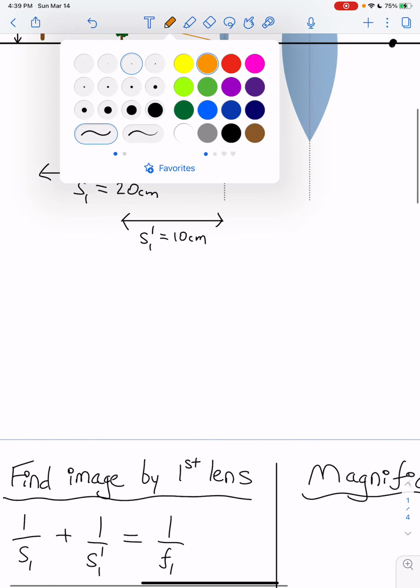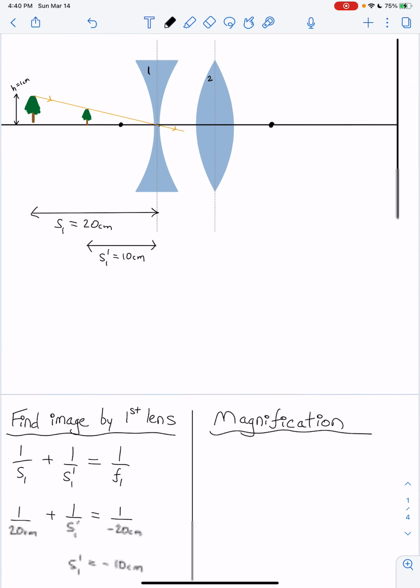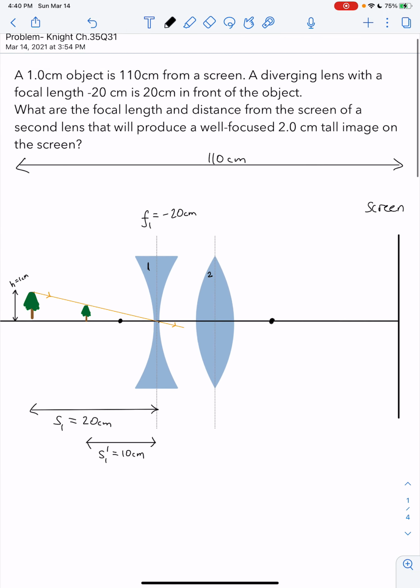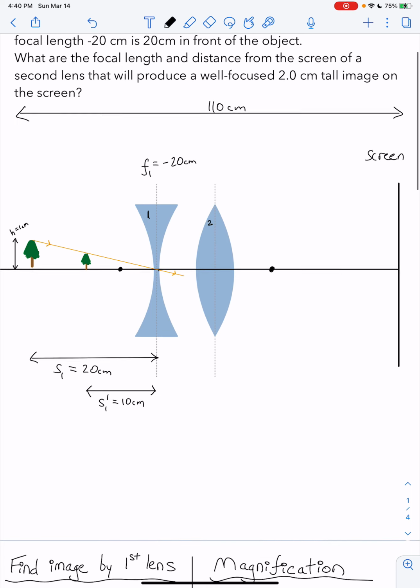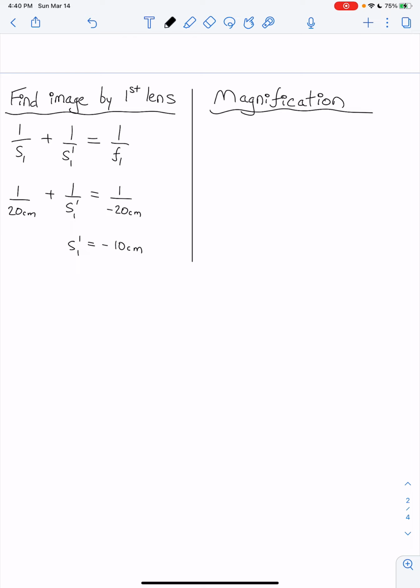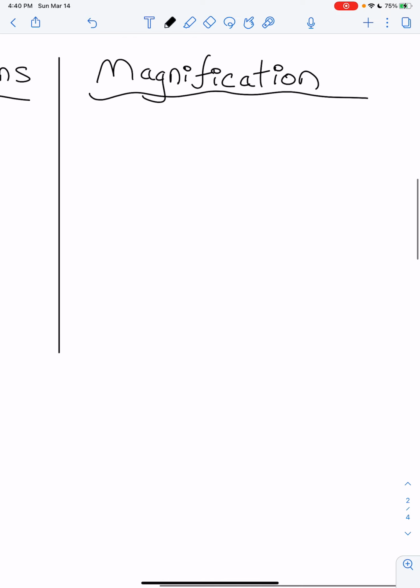Okay, so now what else do we know? Well, we've been told that the image produced is going to be 2 centimeters tall. So we know what the overall magnification is going to be. We'll call the overall magnification big M. That's going to be equal to, it's going to be double.